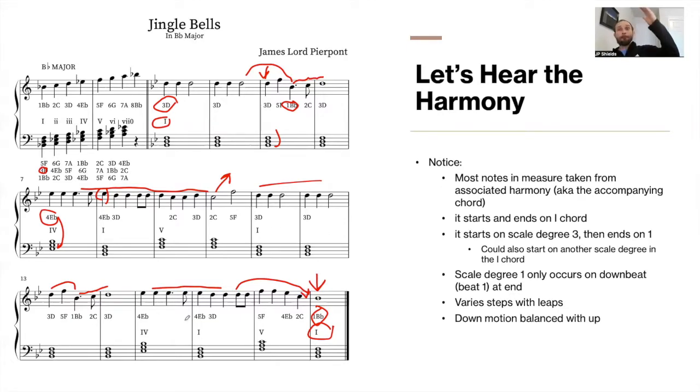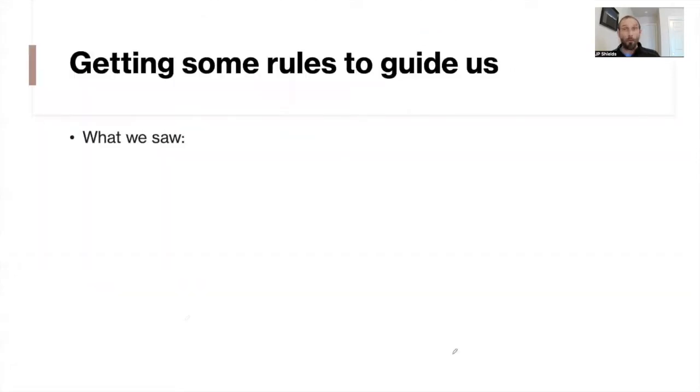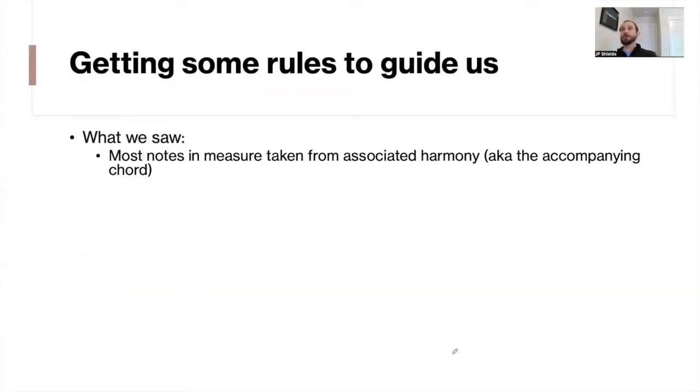Additionally, we see up and down motion balanced with up. But eventually you see this arc where it goes from three down to one to help us feel like we've arrived down home safe. So in general, what we saw, most notes in the measure are taken from the associated harmony. It starts and ends on the one chord.